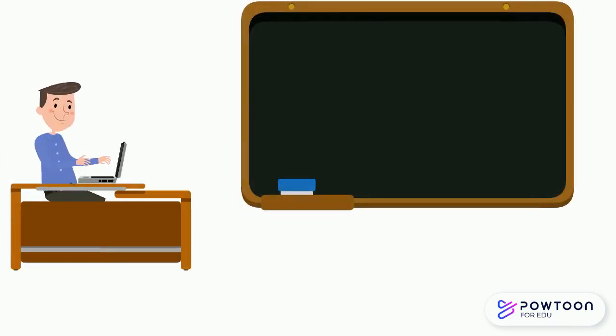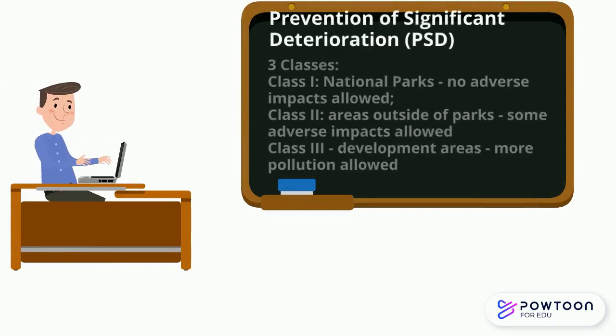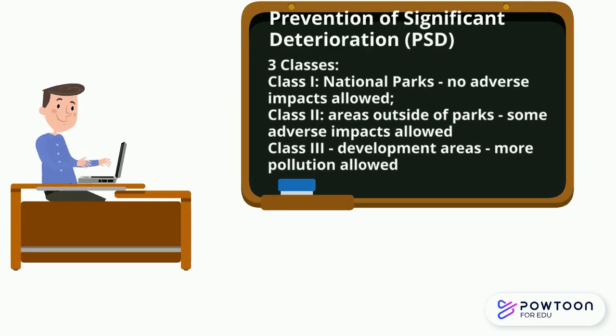The PSD program designates its areas into three classes. Class 1 are the national parks, and no adverse impacts are allowed in these areas. Class 2 areas are outside of parks, and some adverse impacts are allowed. And finally, Class 3 areas are considered development areas where more pollution is allowed, as long as nothing threatens exceeding the National Ambient Air Quality Standards.